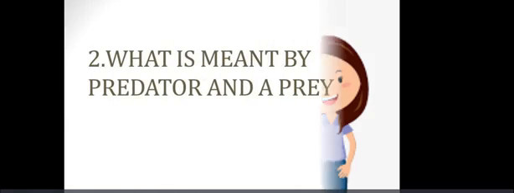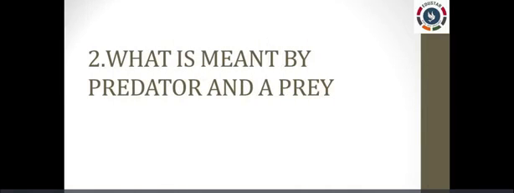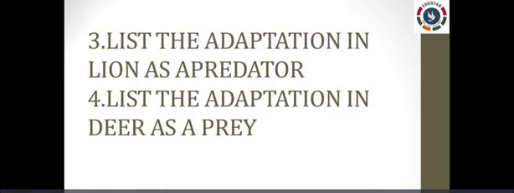The next question: what is meant by predator and prey? So read your book, you can find the answer. Otherwise, listen to the video once again, you will get the answer for this question. Then list the adaptations of a lion as a predator. Already it's there in your textbook. Read it, you can find it easily. Four adaptations are there, you can write. Otherwise, listen to the video once again, you will get the answer.